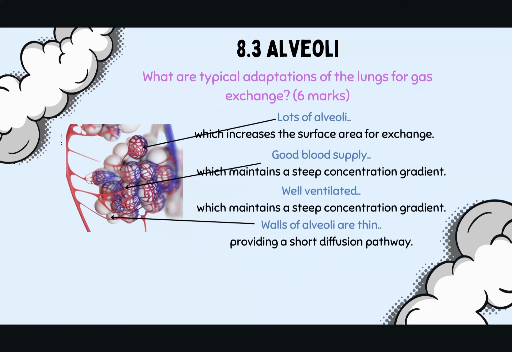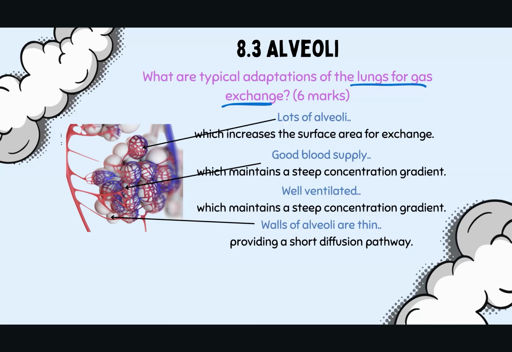So let's look at a 6-mark question. What are typical adaptations of the lungs for gas exchange? This is why 6-mark questions are so good. And it's important to memorize the answers. And this is why we've covered so many of them in the pre-exam masterclass. And this is why anyone that joined the pre-exam masterclass was given a booklet just full of 6-mark questions and 4-mark questions. Because when you memorize them, what you're actually memorizing is that whole topic or a big chunk of the topic.